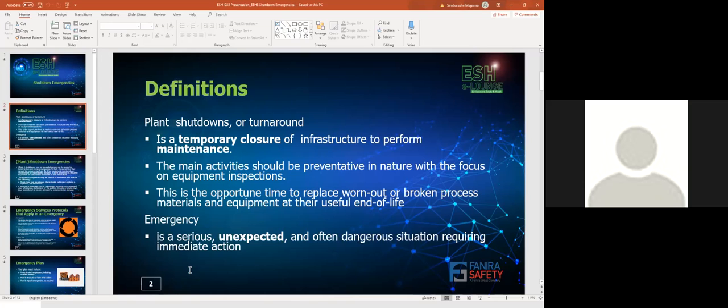And maintenance is something that usually does not happen on a daily basis, but some people schedule it in order to conduct maintenance on certain equipment, and shutdowns are the best time to conduct these sessions. The main activities should be preventative in nature, with a focus on equipment inspections. This is the opportune time to replace worn out or broken processes, materials, and equipment as they reach the end of life.